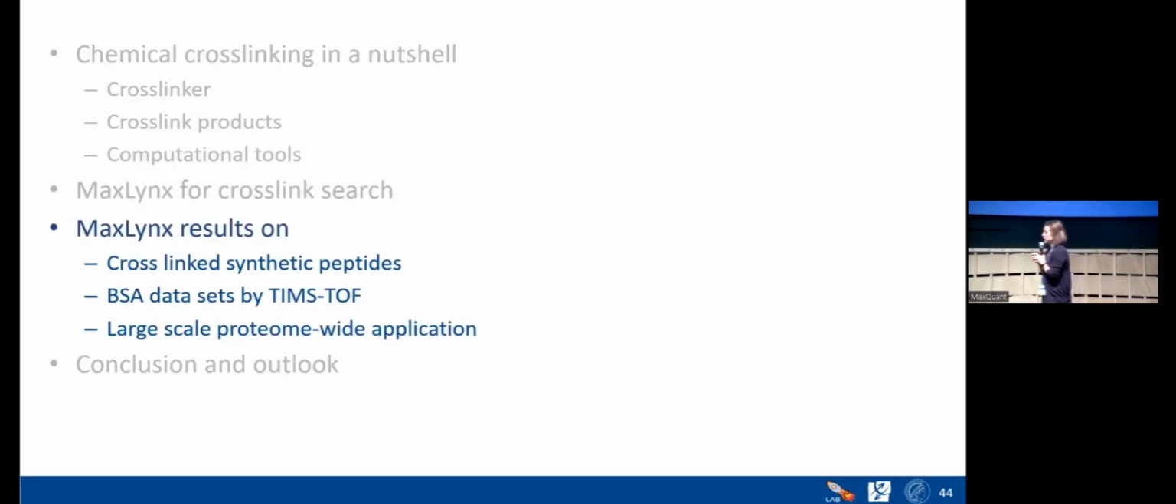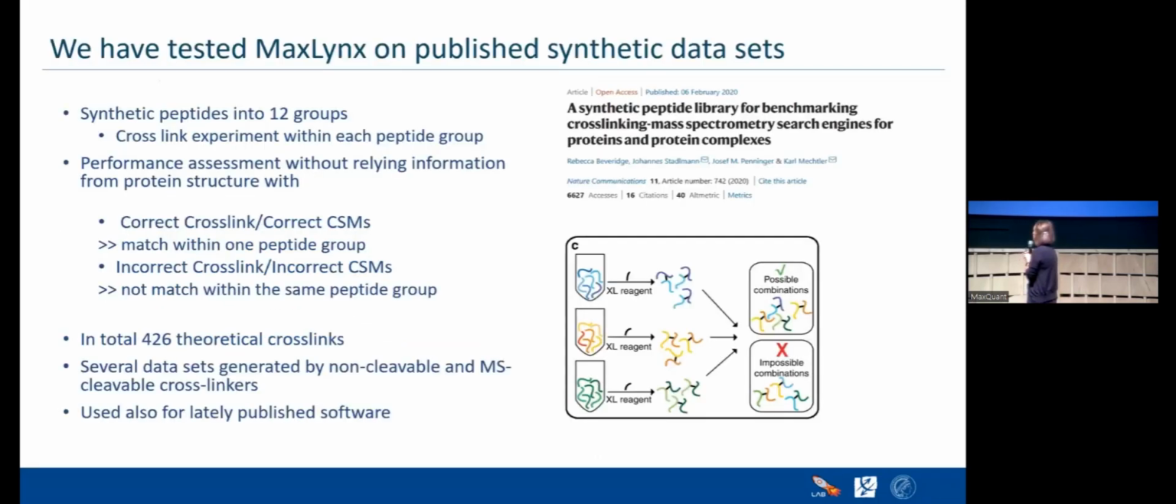Let's talk about the MaxLynx original results. The first is about the published synthetic peptide dataset. This was published 2 years ago. They had some synthetic peptides and they put them into 12 groups.